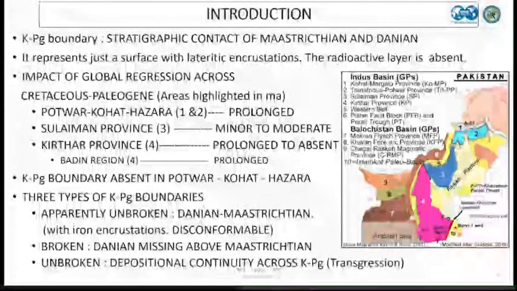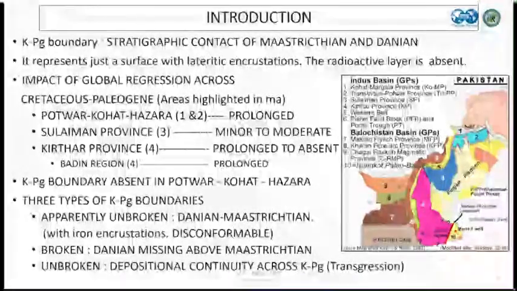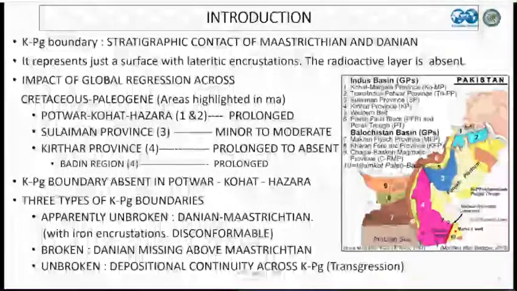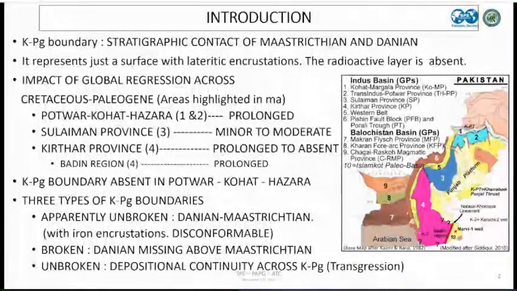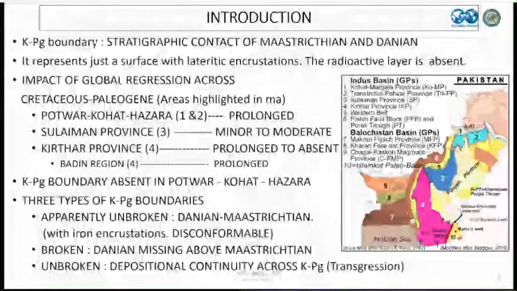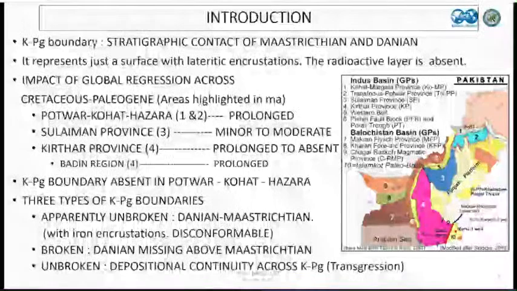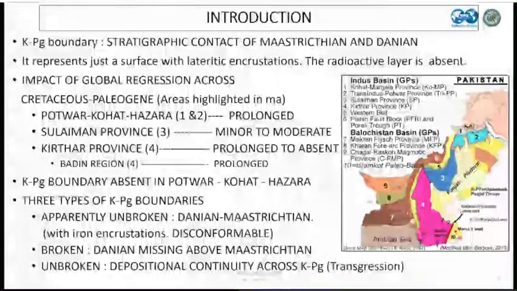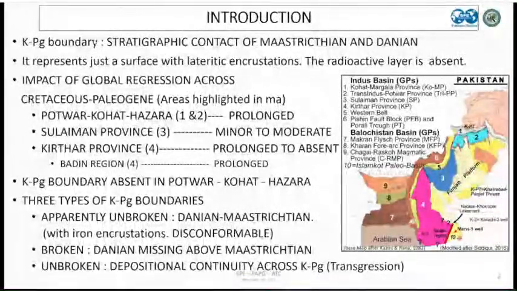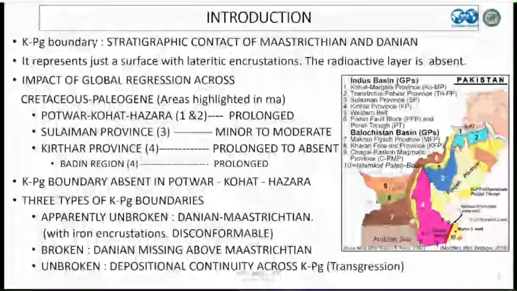The end-Mesozoic global regression impacted the Indus Basin with different intensities. It was prolonged in the present-day Kohat-Potwar-Hazara area, which is number 1 and 2 on the map; minor to moderate in the Sulaiman province, which is number 3 on the map; prolonged to absent in the Kirthar province, which is number 4; and again prolonged in the Badin region, which is 4 again. These observations are based mainly on the erosional level seen in the outcrops and on the well data of the Badin region. In the last slide, I will explain it further through a table covering the Indus Basin.